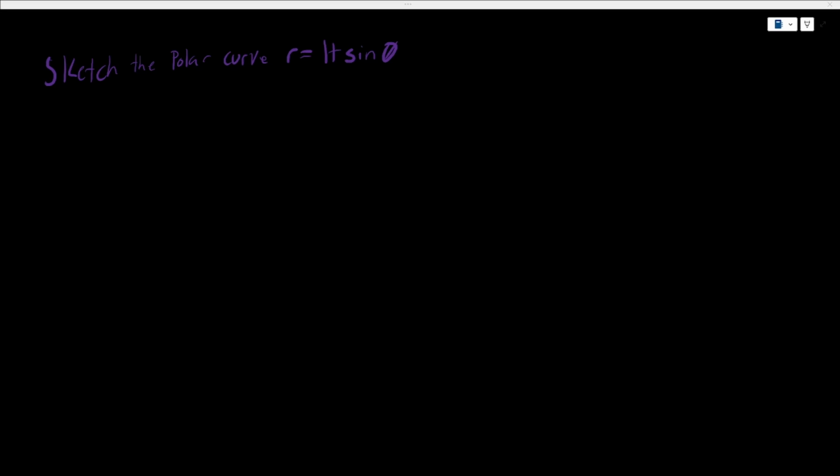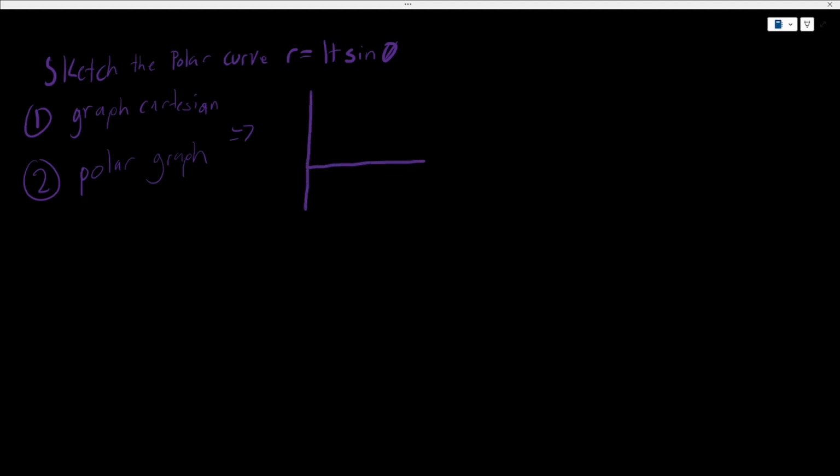Let's sketch the polar curve r is equal to 1 plus sine theta. To do this, we're going to break it into two steps. The first step, we're going to graph with Cartesian, and then we're going to use that Cartesian graph to convert it to a polar graph. So let's look at our Cartesian graph of just the function sine of x. Y is equal to sine of x.